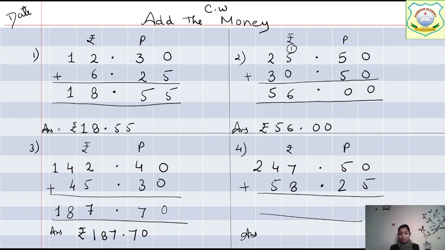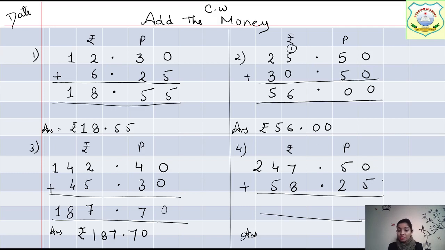Now after that we have to do question number 4. Remember that whenever you are writing the question, you have to write it in proper sequence and the decimal should be in the same line. Rupees will be on one side and on the opposite side there will be paise. So you have to mention that clearly.